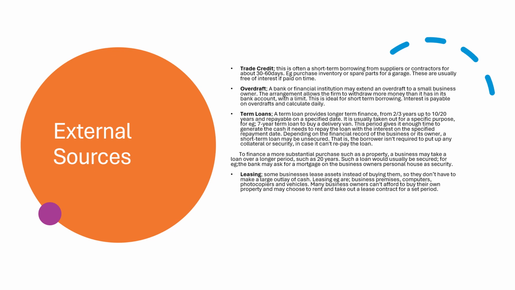Say, for example, a delivery van can be purchased on a 7-year term loan. These are usually secured loans. So if you want to buy a property or something like that, they usually are secured with collateral such as a mortgage on the owner's home. And also they have the leasing or hiring option. Instead of buying expensive assets, businesses can lease them, like vehicles, computers, or premises. Leasing avoids large upfront payments and spreads the cost over time.